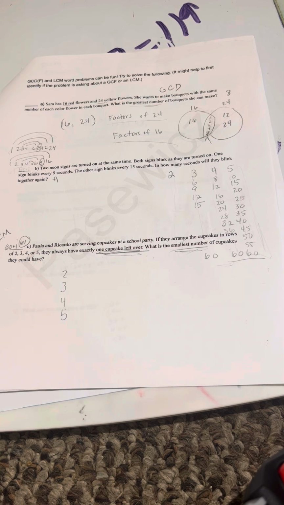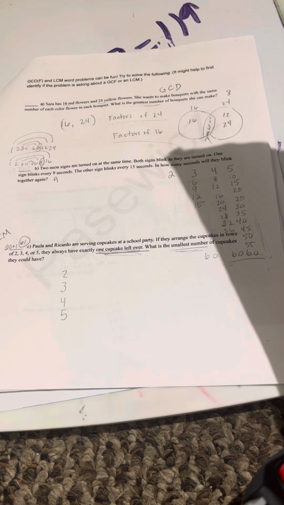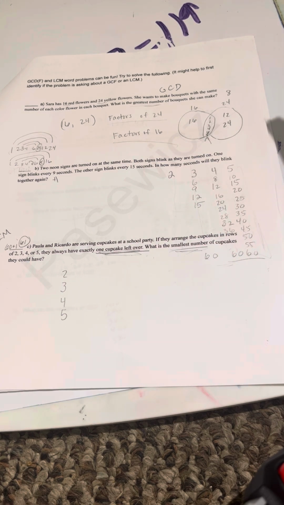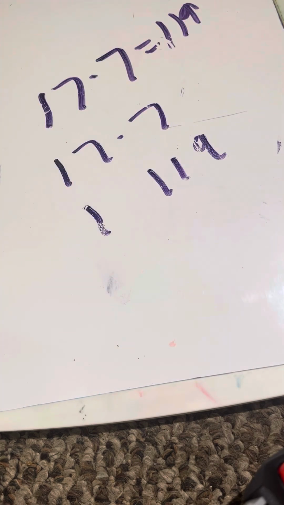The next problem is, is the number 1 prime or composite? And the answer is neither. 1 is not a prime number because it only has 1 factor, 1. And a composite number has more than 2 factors, and 1 does not. 1 only has 1.